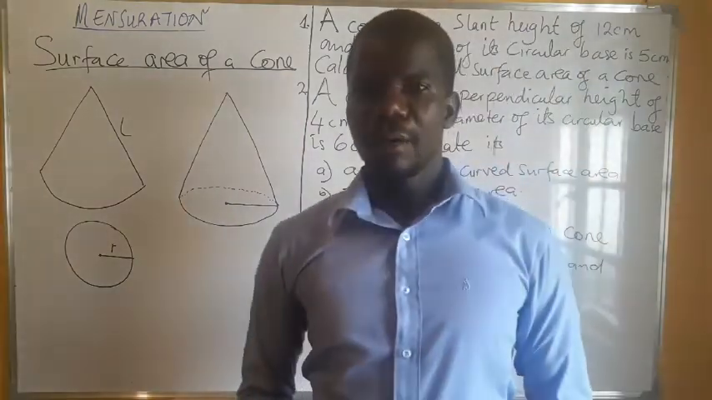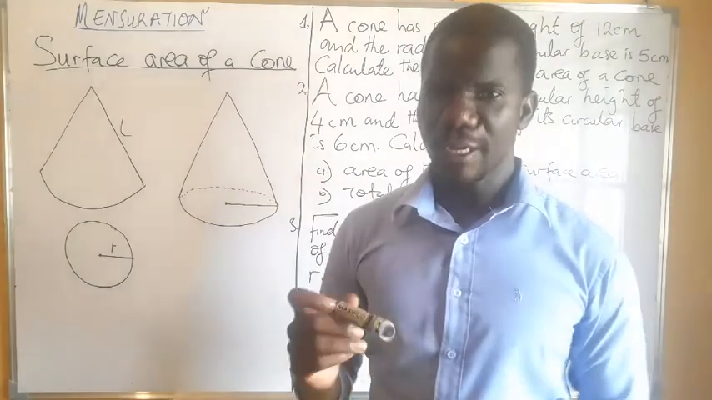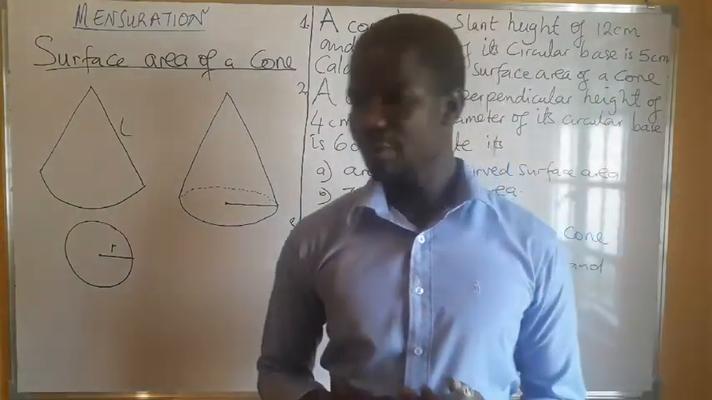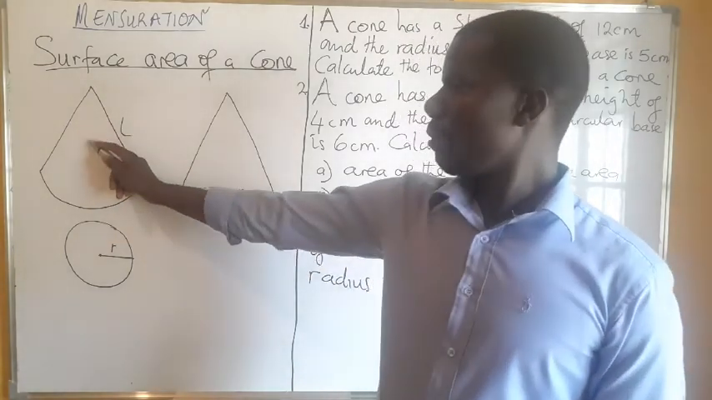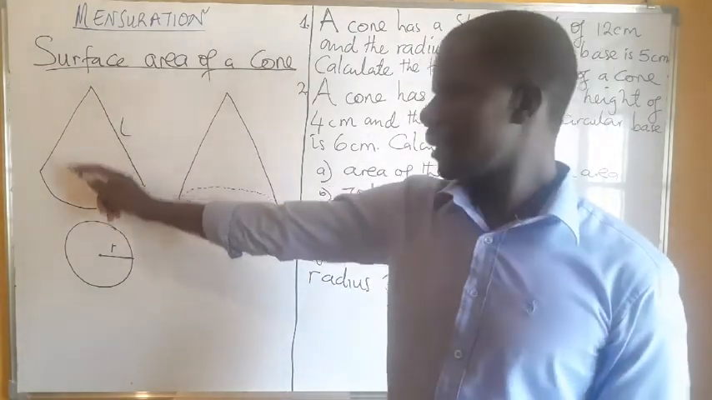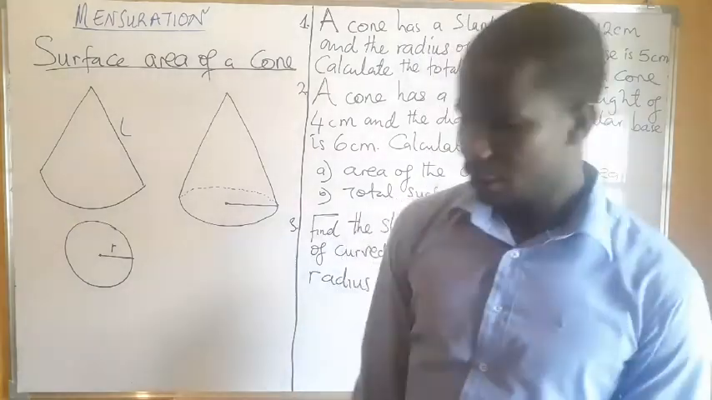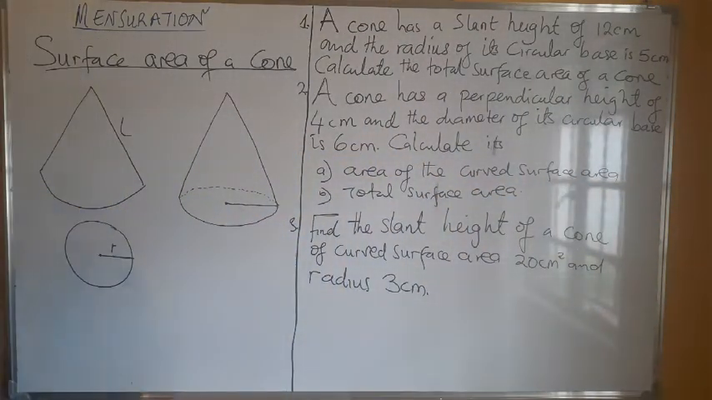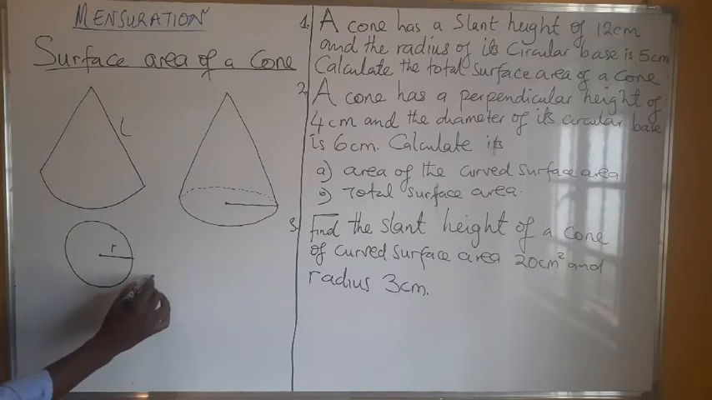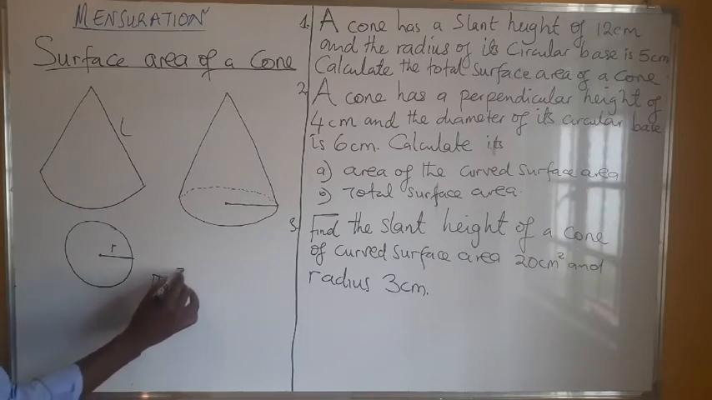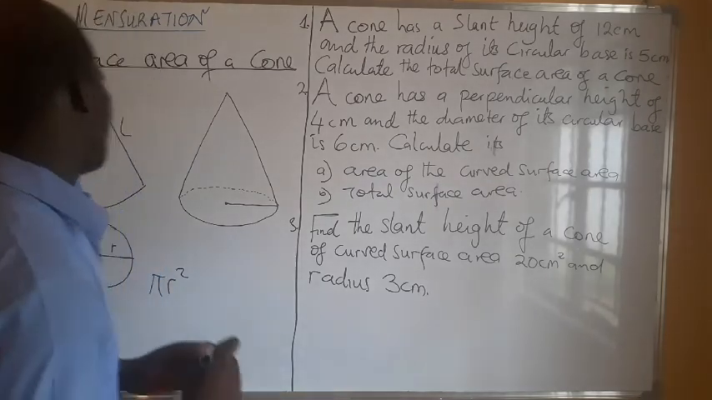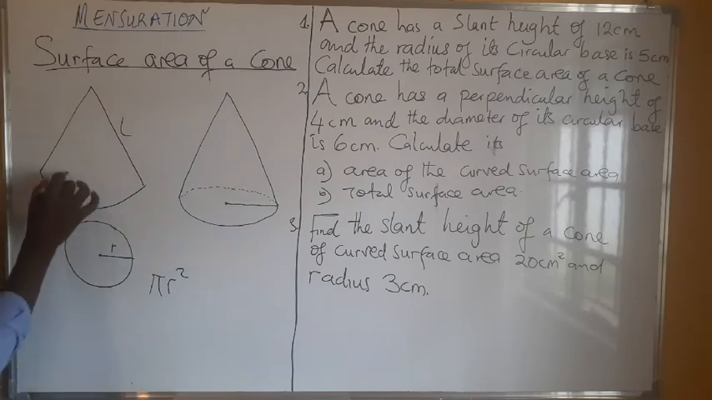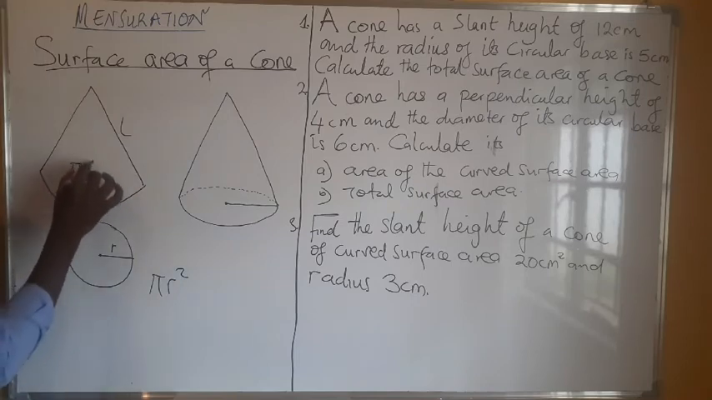circle. So to find the total surface area of a cone, we need to find the area of the curved surface as well as the area of a circle. So we need to look at the formulas that are involved here. The formula to find the area of a circle, we use this formula. This is the formula that gives us the area of a circle. Please take note. And then the curved surface, we have pi r L.